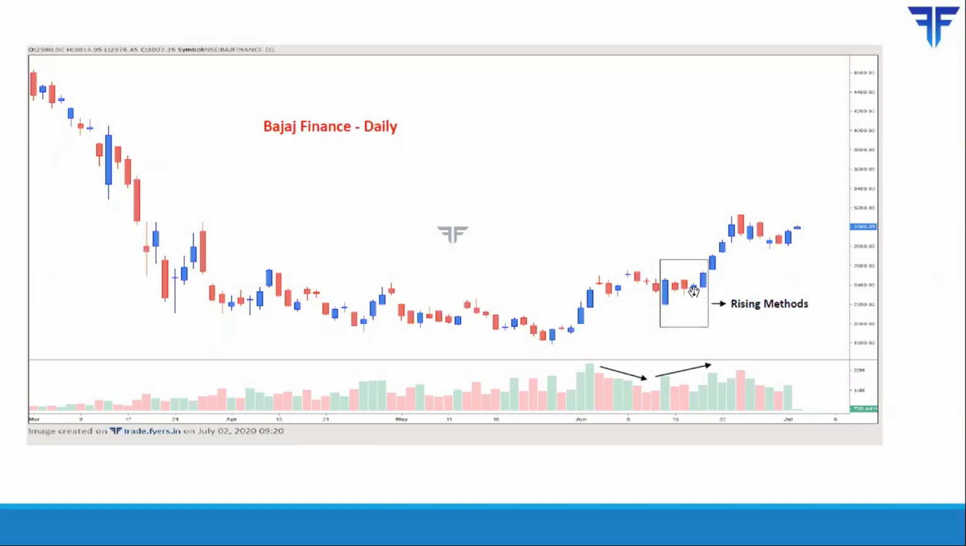The interesting thing to note over here is how volume behaved. Initially, there was a decline in volume before the rising methods pattern started forming, but during the formation you can see volume started increasing, and on the final bullish candle there was a very decent pickup in volume. That tells you that this could work going forward. So how you trade this pattern is you would buy on the following day once the high of the final candle is broken. You would buy above that and keep a stop loss below the low of the first candle, which is this. So this will be your stop loss for this particular trade.